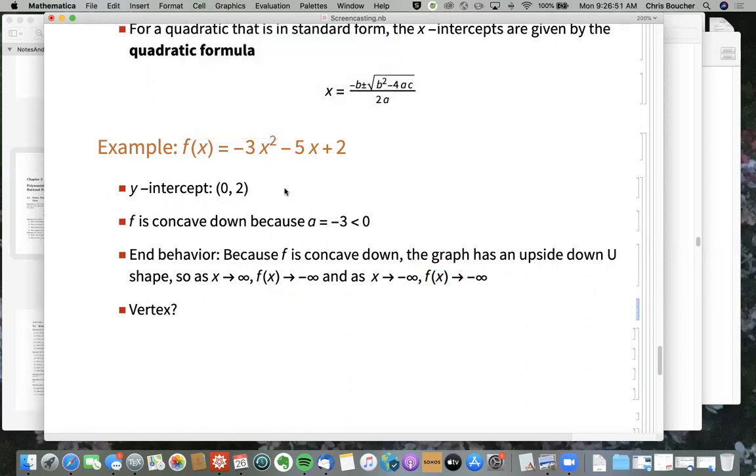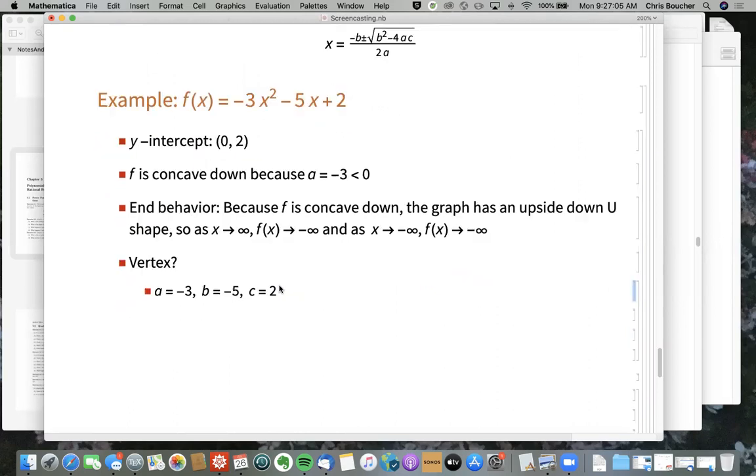All right, what about the vertex of something like this? Well, here I have to recognize, all right, this is in standard form, so I'm going to use the minus b over 2a expression to get the vertex. My coefficients are negative 3, negative 5, and 2 respectively. So the x-coordinate of the vertex will be minus b, which is minus negative 5, right? That's the numerator. And then 2 times a is 2 times negative 3. And if I do some math here, I come out with negative 5/6, which is about minus 0.83.